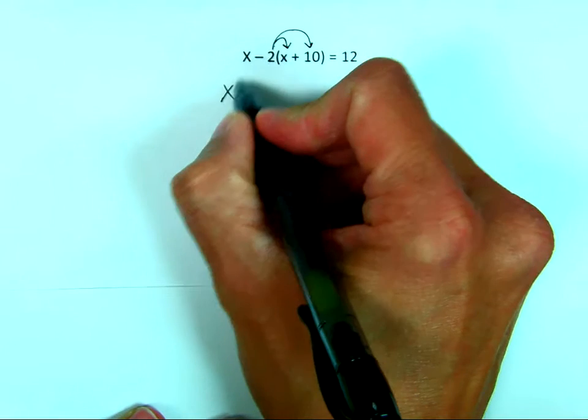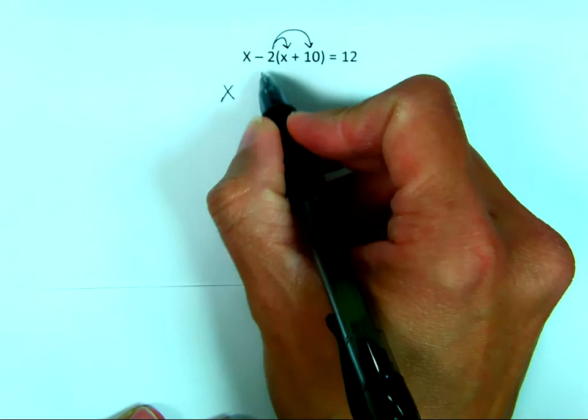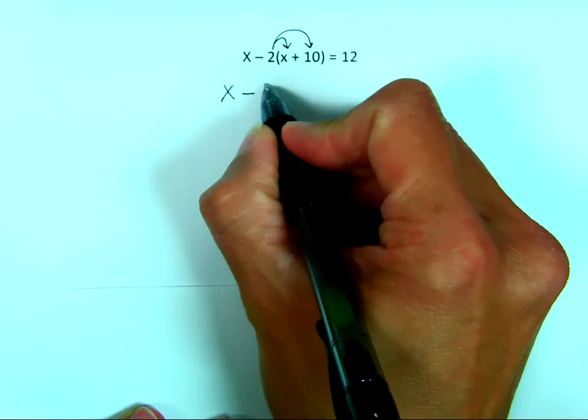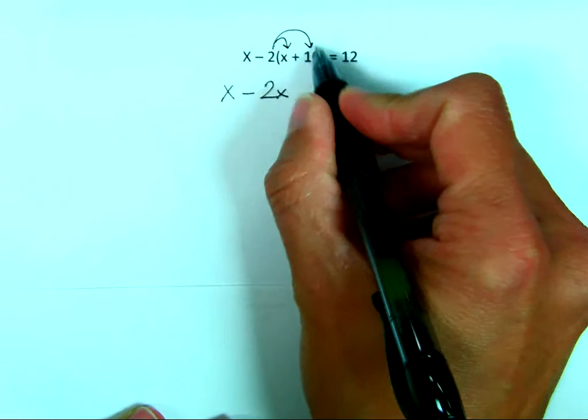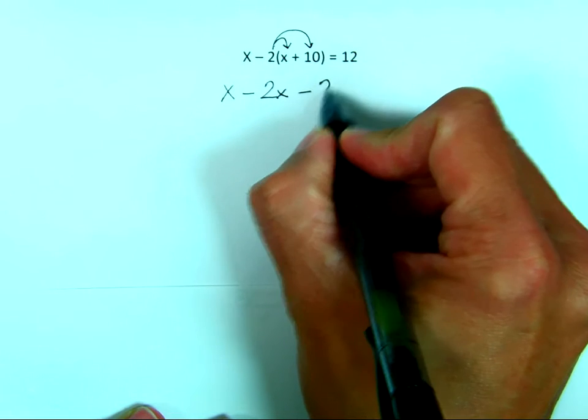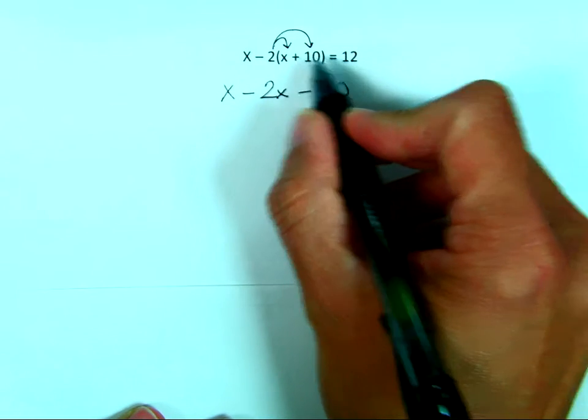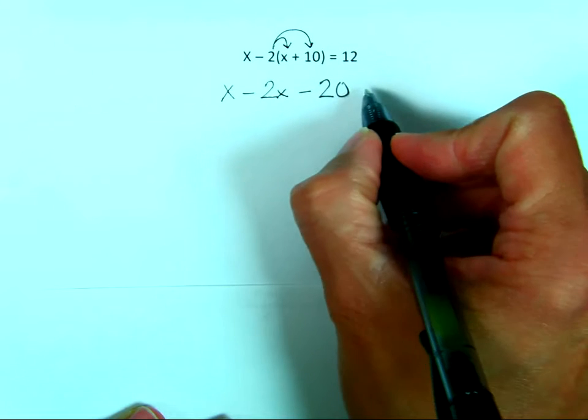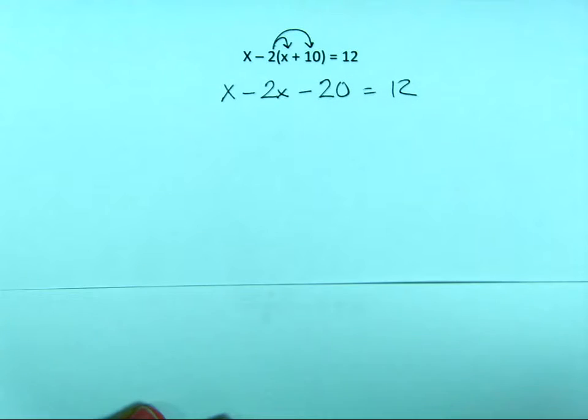So we're going to bring down our x because there's nothing to do with it right now. And then we're going to take -2 times x, which is -2x. Then we're going to multiply -2 times 10, which is -20. And then we're done because the parenthesis finished. So then we have an equals 12. So our goal is still to get x alone.